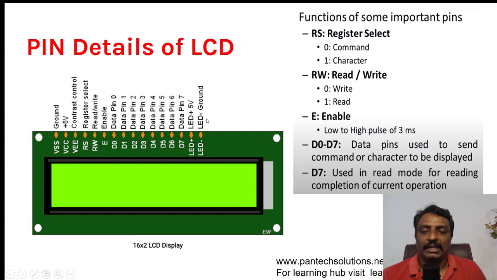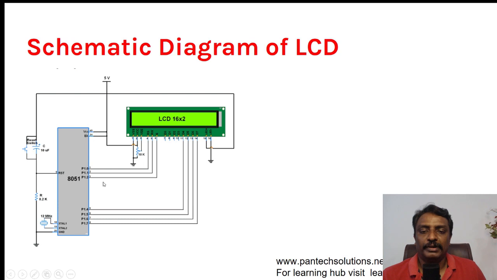For enable, you should give a low to high pulse of 3 milliseconds. D0 to D7 are the data pins. For 4-bit mode, we'll be using D7, D6, D5 and D4. So we are going to use the 4-bit LCD today. I'm going to choose port 0, where I'm going to use P0.0, 0.1 and 0.2 for RS, RW and enable, and 0.4, 0.5, 0.6, 0.7 for D4, D5, D6, D7.